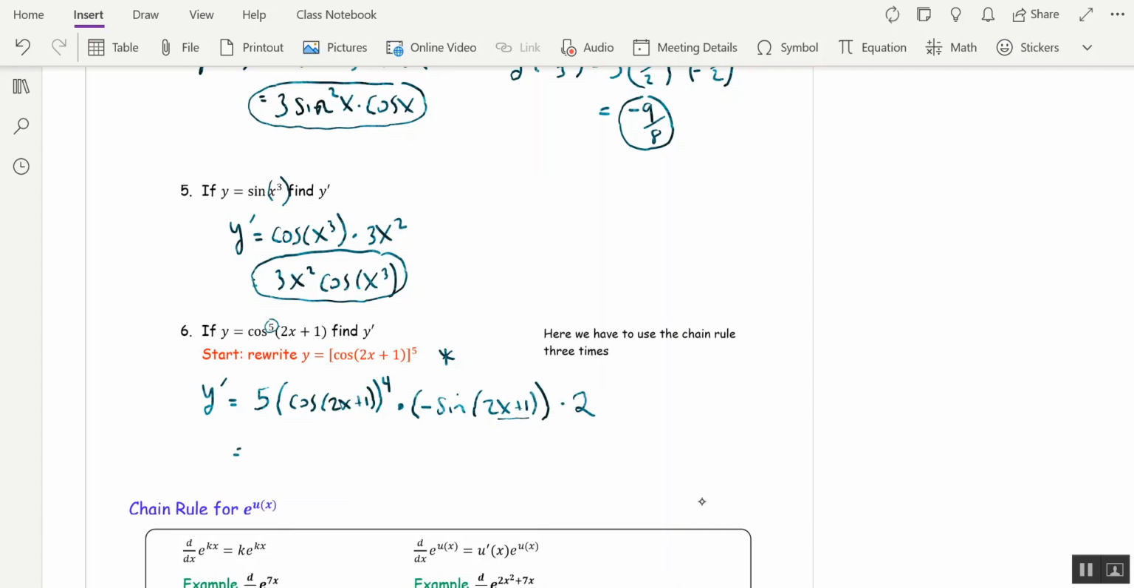And then if we clean that up, that's negative 10 cos to the 4th of (2x + 1) sine of (2x + 1). And there's a derivative.